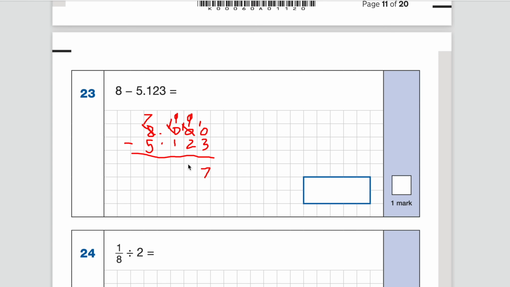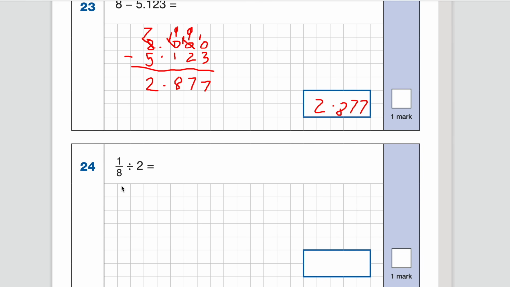9 take away 2 is also 7. 9 take away 1 is 8. Put our decimal place. 7 subtract 5 is 2. So our answer is 2.877.